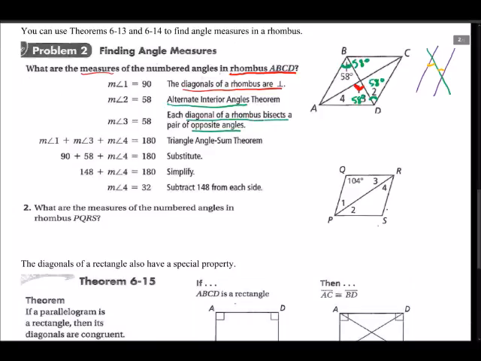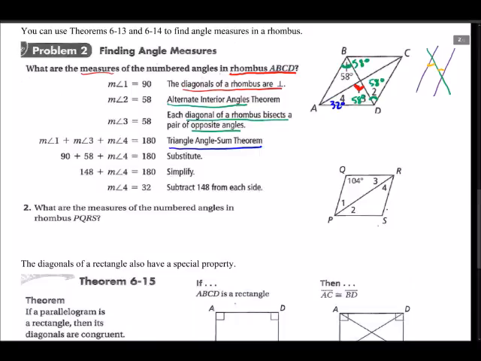So we've got a lot of ways of getting the same thing here. And now we need to find angle 4. Well, let's hit chapter 4 again. Triangle angle sum theorem says that 90 plus 58 plus the measure of angle 4 is 180. So we can find that angle 4 here measures 32 degrees.